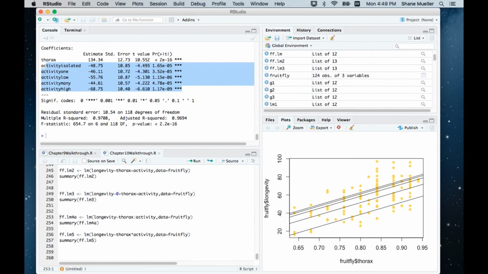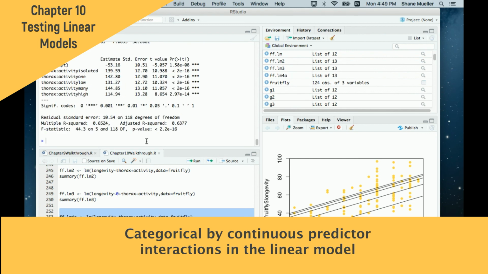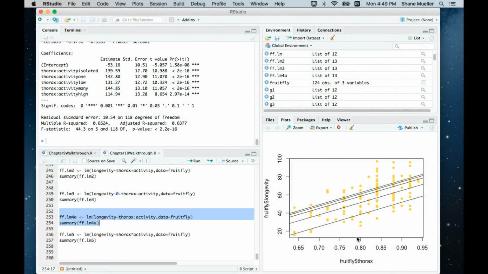You can also think about, well, what if these slopes differ? How could I make it so these slopes differ? And so this fourth model is going to do the same thing, but it's a little different. It's going to say there's a common intercept and then a different slope for each one. So let's see what that looks like.